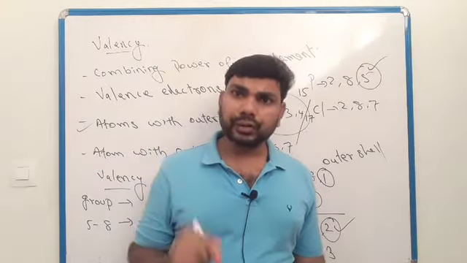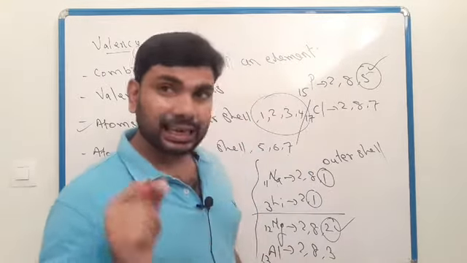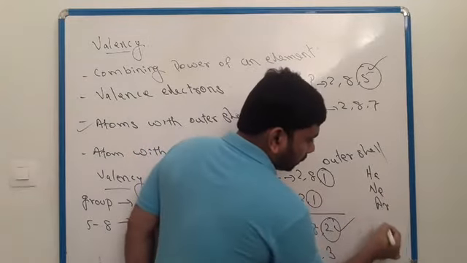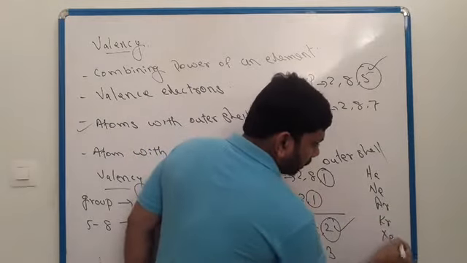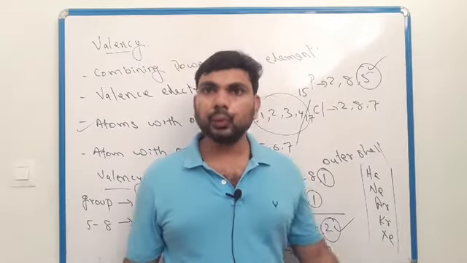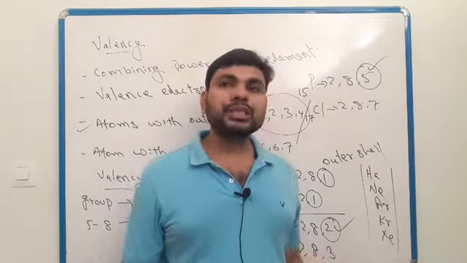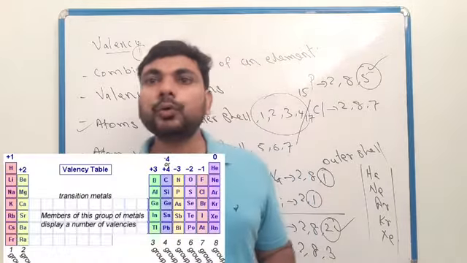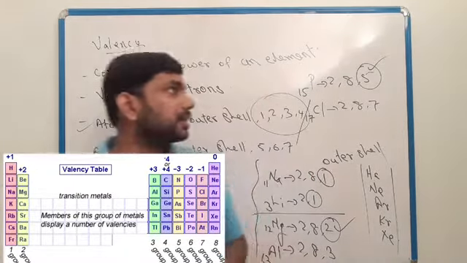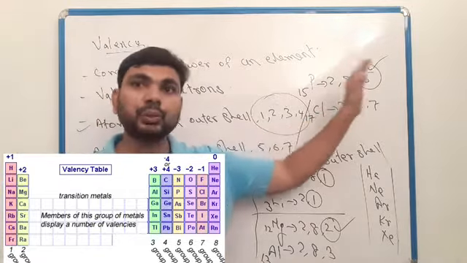Also, you have to remember group 8 elements: helium, neon, argon, krypton, xenon. These are the last group, group 8. These group 8 elements are also called zero group elements. You can check the periodic table at the end, group 8.